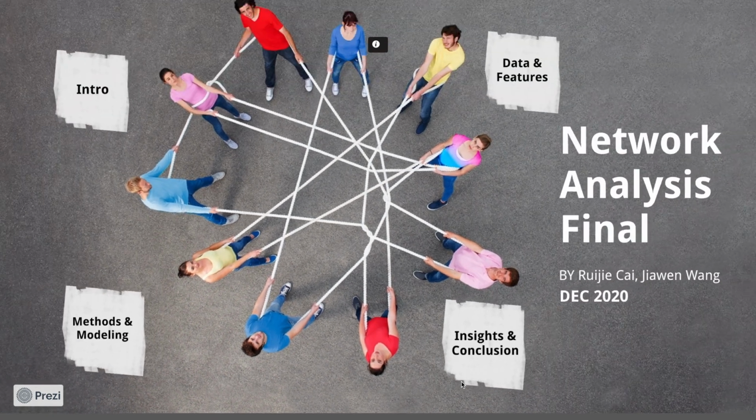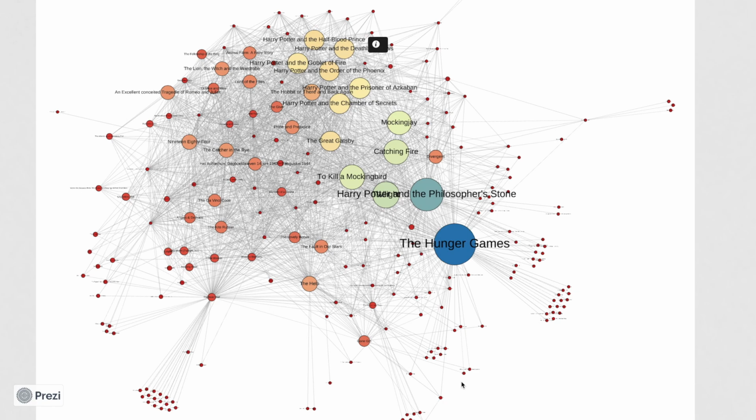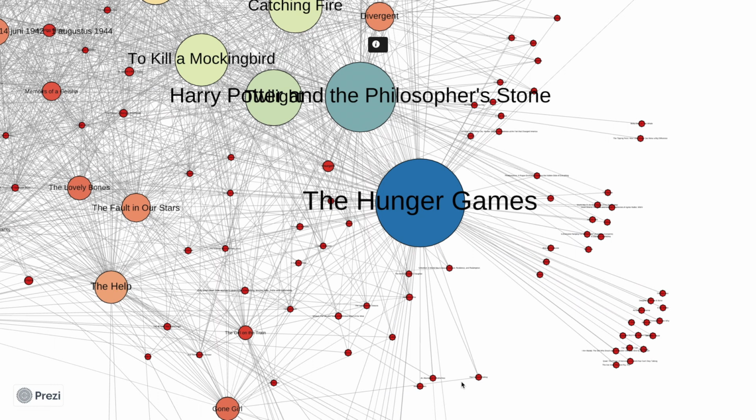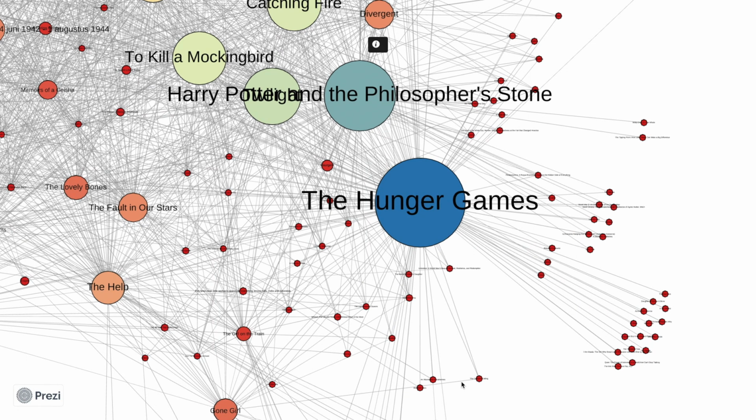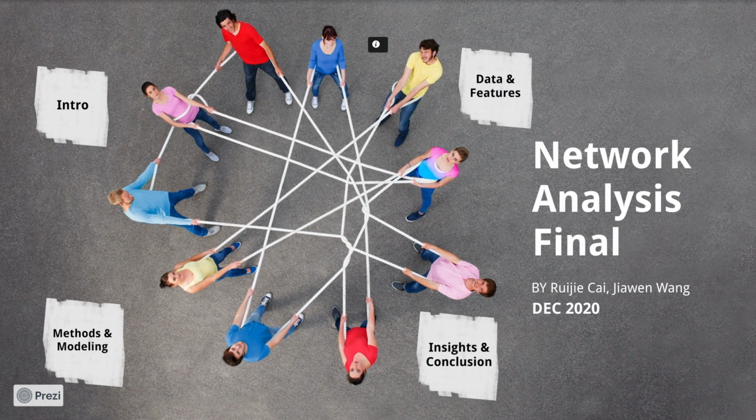The last part is insights and conclusion. We draw a directed graph consisting of book nodes. A points to B if a user has read book A and also wants to read book B. The Hunger Games, Harry Potter and the Philosopher's Stone, and To Kill a Mockingbird are pretty popular, lying in many people's to-read lists. In conclusion, recommendation based on network analysis has better performance than the content-based method. For future study, we hope to collect more data and do cross-domain recommendation, such as recommending movies based on the user's reading habits. Thank you for listening.